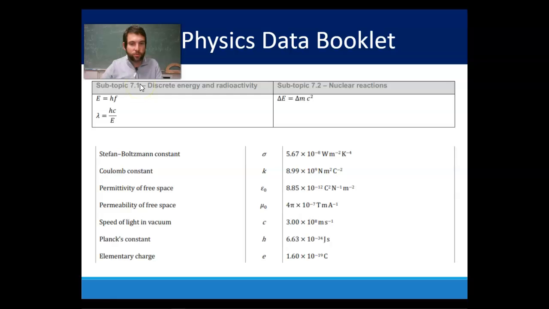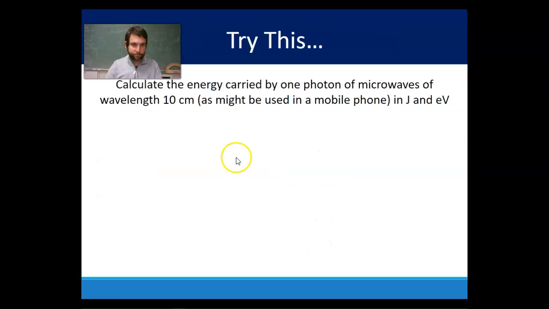On to the equation sheet. This is what it looks like on the equation sheet at the time of this recording. If it's changed, then that's somebody else's problem. So we have E equals hf, lambda equals hc over E, solved for lambda here, but it's the same equation as this E. And then we have Planck's constant, h, 6.63 times 10 to the negative 34 joule seconds. This is in the constants part of the data booklet.